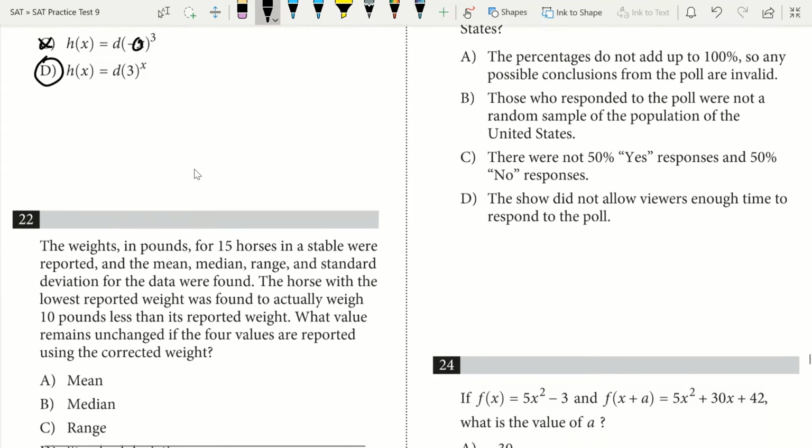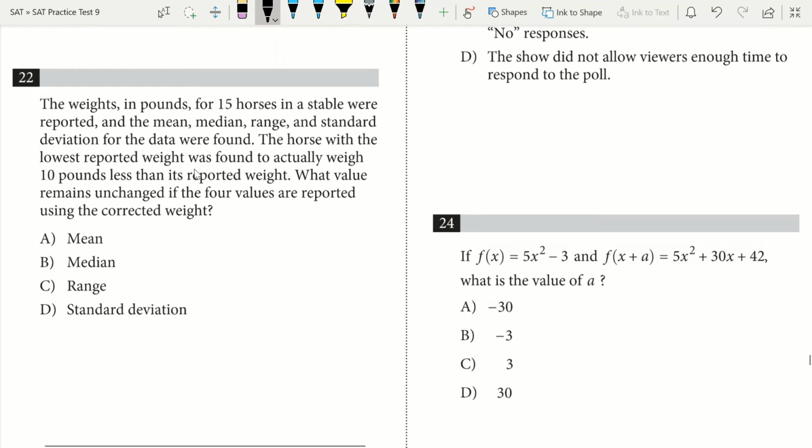Okay, moving on, we got question 22. The weights in pounds for 15 horses in a stable were reported, and the mean, median, range, and standard deviation from the data were found. The horse with the lowest reported weight was actually found to weigh 10 pounds less than the reported weight. What value remains unchanged if the 4 values are reported using the corrected weight?